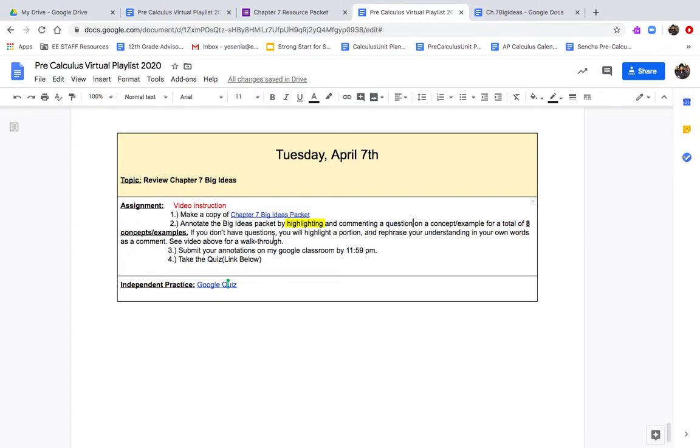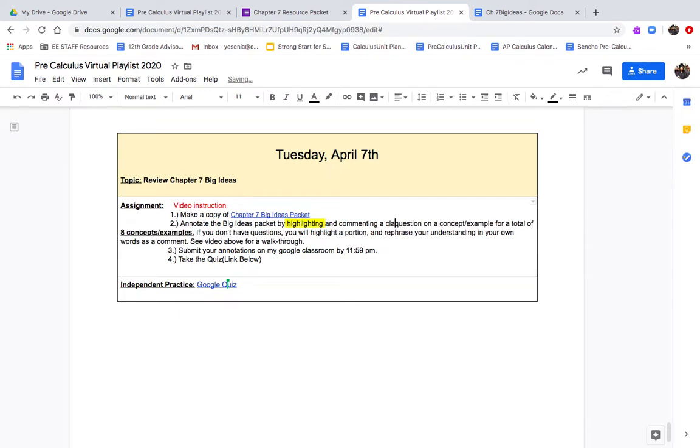So I'm going to go over an example of what that looks like. And then here it says if you don't have questions to make comments about, you're going to highlight a portion and rephrase your understanding in your own words as a comment. So that's what I'm going to try to explain right now. What do I mean by that? You're going to highlight and comment a question, right? A clarifying question that you have on a concept or example.